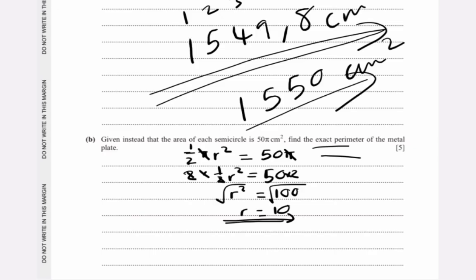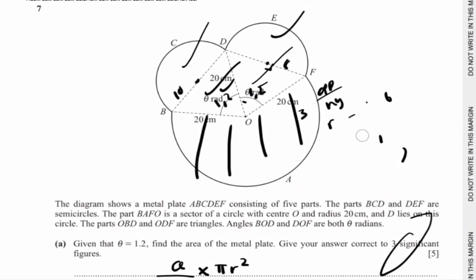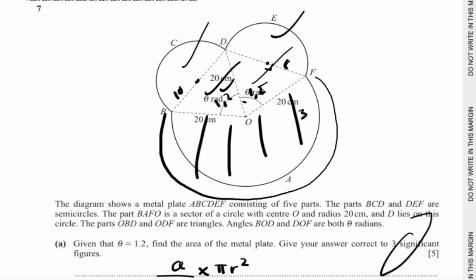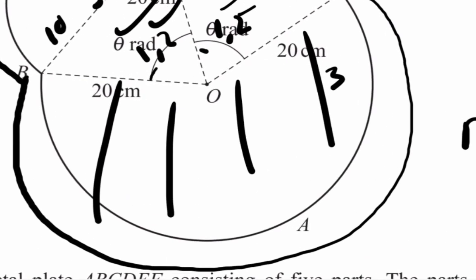So to get the perimeter of the metal plate, which is the distance right around this metal plate, we're just going to get the length of this arc, which is equal to this one, and that should be our perimeter. For this one, we just use our theta, arc length, and we'll be considering this.